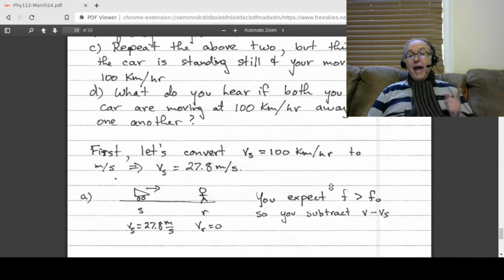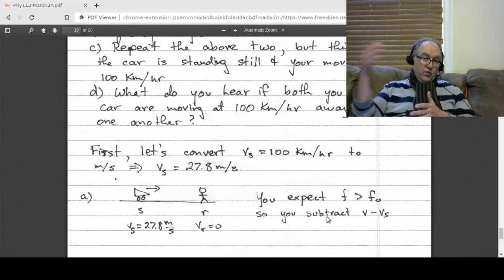Okay, and you expect in this scenario for the frequency that's heard by the receiver to be higher than that 500 hertz. And so in order for that to happen, you have to subtract in the denominator. If you added, you would get a lower number. And so by subtracting in the denominator, you'll get a bigger number. Remember, a smaller denominator makes for a bigger answer.